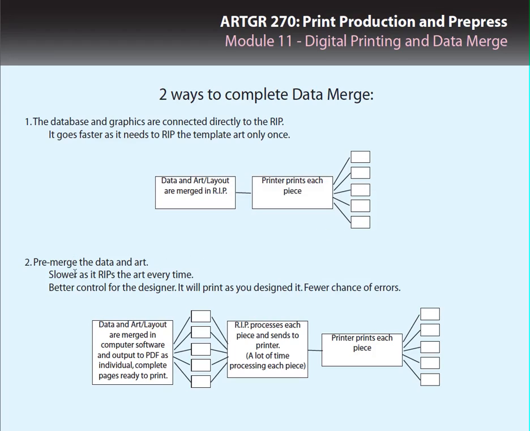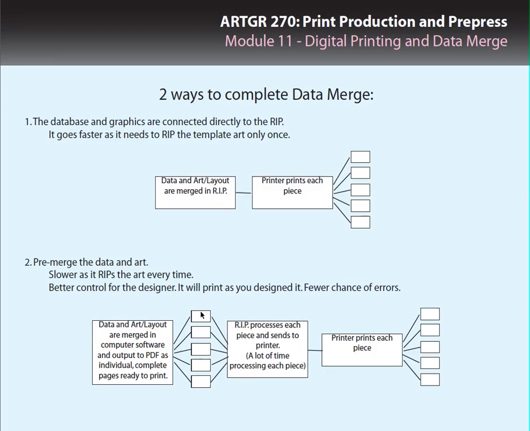A second way to do it is if you were doing more of it on your own, doing more of your own printing and wanting a little bit more control. So the second way is where you do the layout, you've got your data and your art layout, and you merge them together in software like InDesign. Then you can take that merged document and create a PDF of each one of those merged documents. From there, you can have those PDFs printed individually.